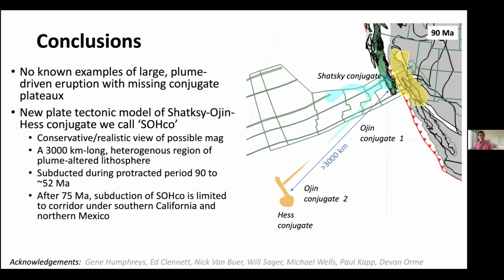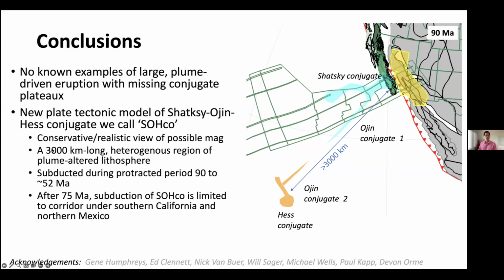And so some conclusions from this. First of all, one main point is that there are no known examples of large plume-driven eruptions that don't have a conjugate plateau on the other side. Here's a preliminary plate model of a system that I'm calling SOCO, for Shatsky, Ojin, Hess, and then CO for conjugate. I tried to present a conservative, realistic view of what could have subducted.